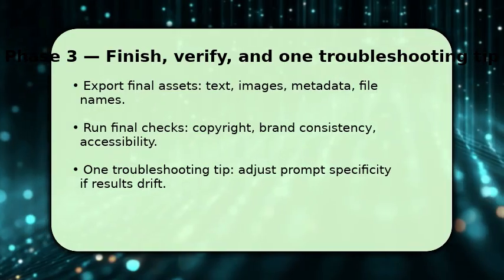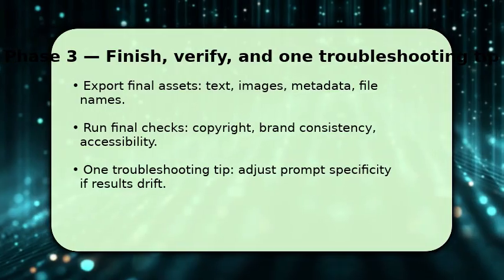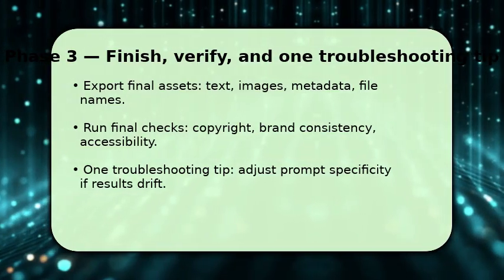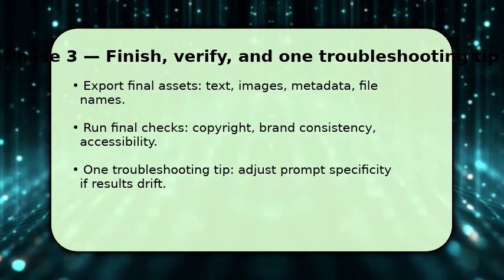If output drifts or becomes generic, the key troubleshooting move is to increase prompt specificity. Add constraints, examples, and a negative list of things to avoid. That direct correction keeps quality steady across iterations.